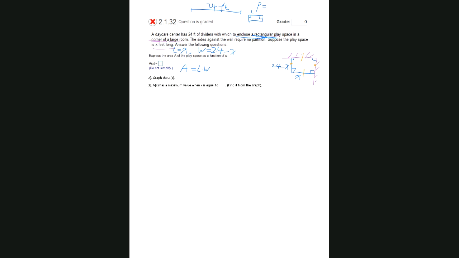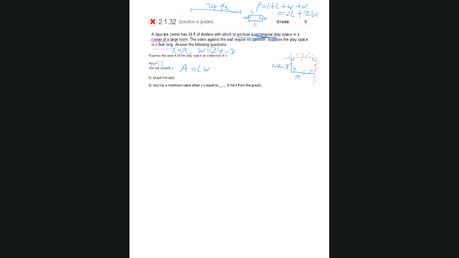So I will have L plus another L, and another W. Perimeter is the sum of all four sides, so I have L plus L and then W plus W. So my perimeter for the rectangle, simplified, will be 2L plus 2W.